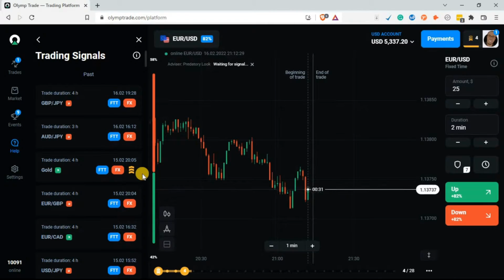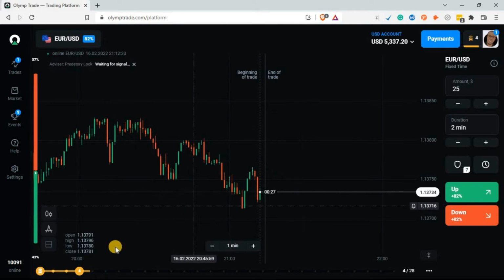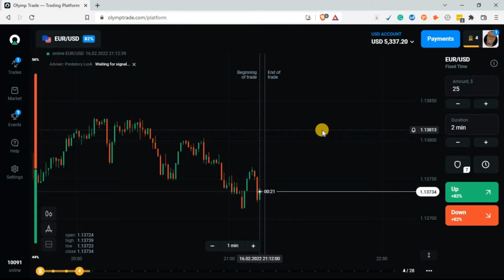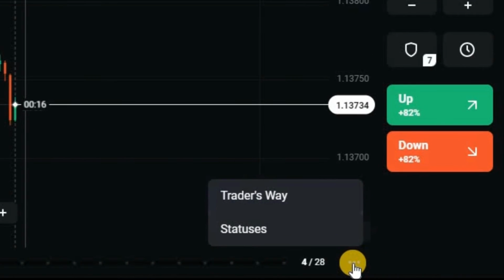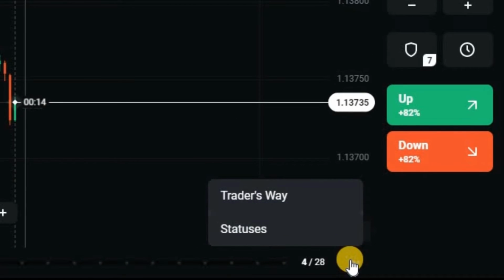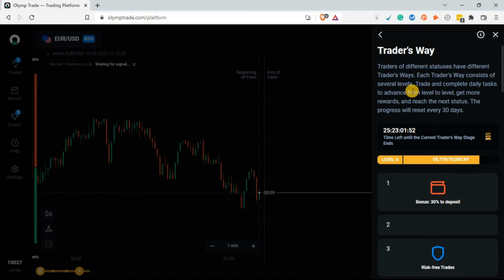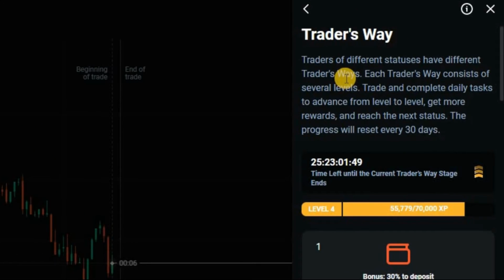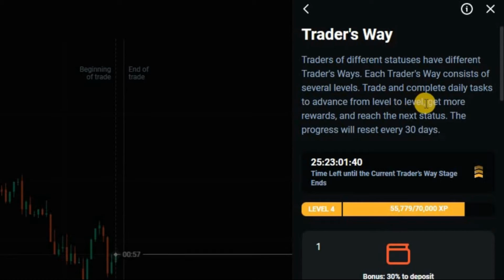Now, how do you do that? There are two ways you can do that. The first one is working your way up. Under your account, you will receive daily tasks. That's what you call the trader's way. So if you click on these three buttons here, click on trader's way, it will open here. Traders of different statuses have different trader's ways. Each trader's way consists of several levels. Trade and complete daily tasks to advance from level to level. And then as you advance, you get more rewards and you reach the next level.